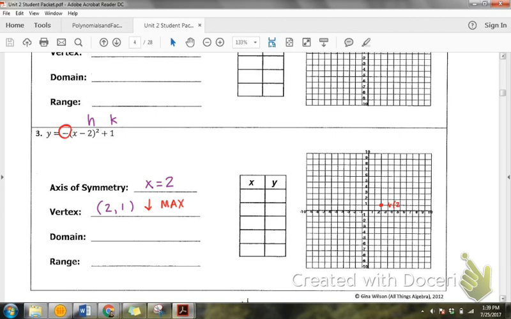Make sure you label your vertex. I want you to label your vertex here with a V. See how I did it up there? Put the little V at (2, 1). You see it? Okay, thank you. Our axis of symmetry is always going through the vertex. And this time it's going down, so we're just going to make a rough estimate of it going down. Remember, it should be a U shape, not a V.